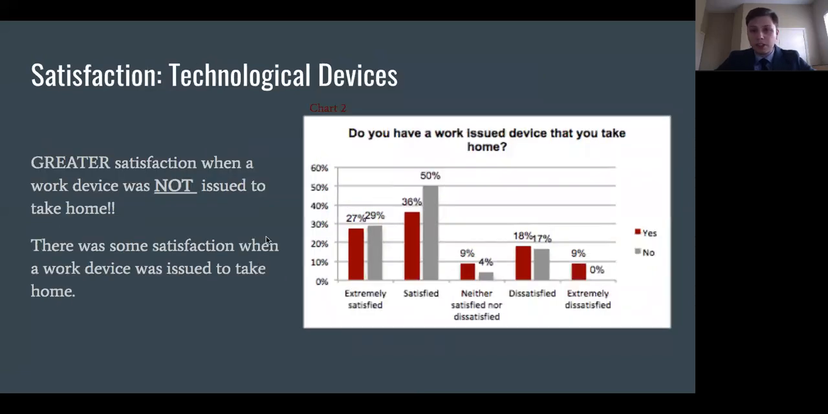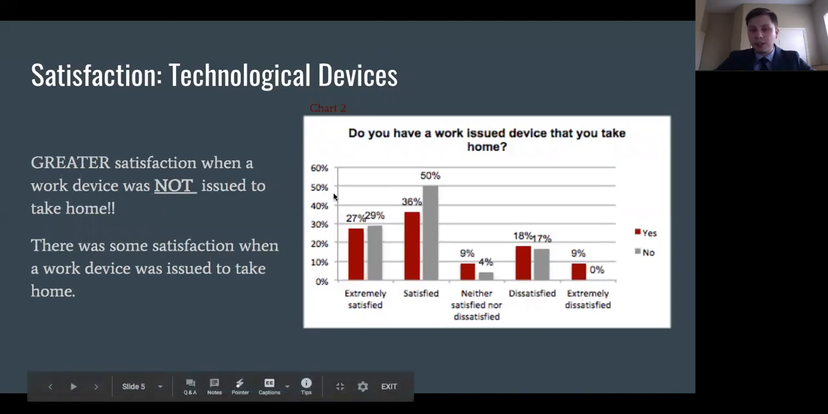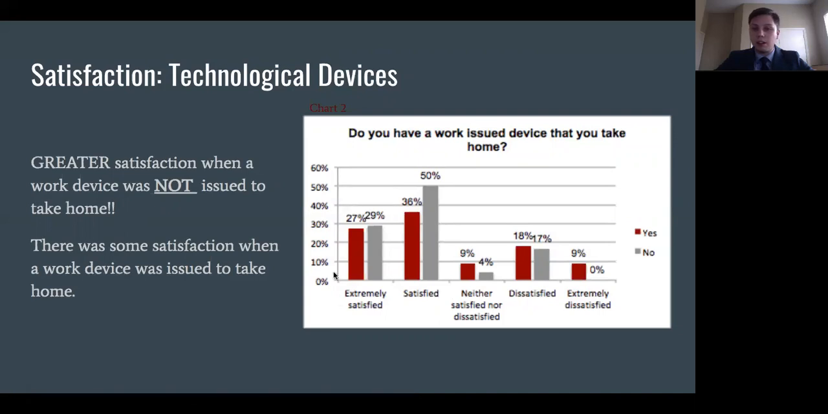On technology devices, I asked people if they were issued a device to take home, and we saw a greater satisfaction for people who did not have to take a device home, which is pretty obvious, because if you aren't issued a device to take home, you can separate yourself from work pretty easily. We actually did see a trend of people saying that if they were issued a device, they were satisfied. So I think that's good to point out. I'll come back here when I get further in my presentation.